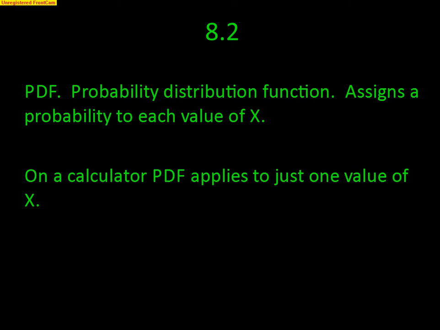So for 8.2, we're going to discuss a few more things about a binomial distribution. First of all, you need to know what a PDF is. PDF stands for Probability Distribution Function, and it assigns a value to each value of x. More importantly, on a calculator, PDF applies to just one value of x. Sometimes you can remember PDF as point.